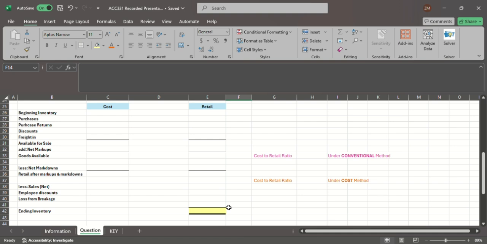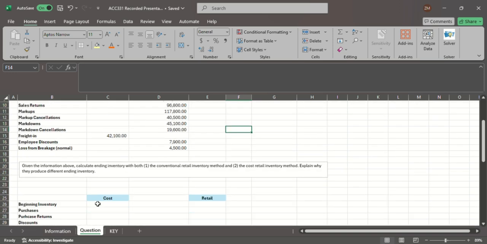So here's how I set up the problem. There's beginning inventory, purchases, purchase returns, discounts, freight in, our net markups, our markdowns, our net sales, our employee discounts, our loss and breakage, and the number we will arrive at, which is ending inventory. On the sides here, I have what we will use to find the answers and what we'll get there.